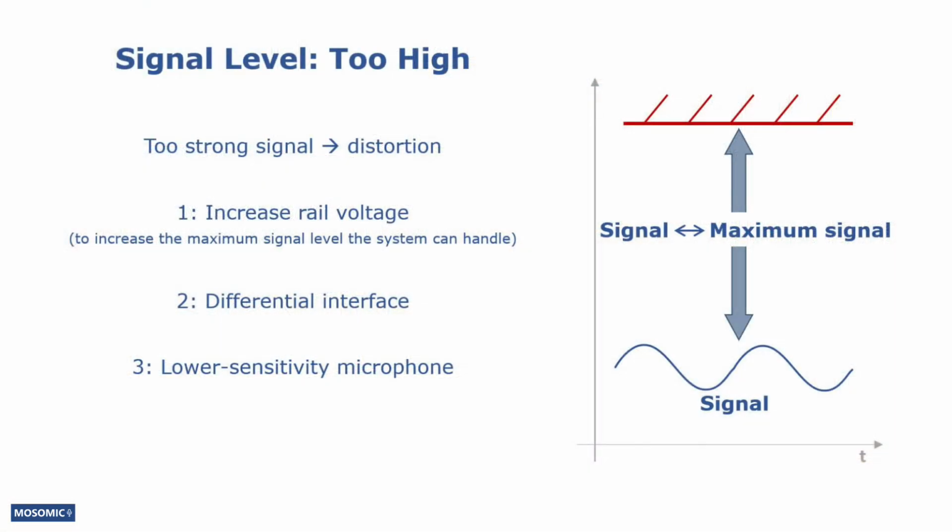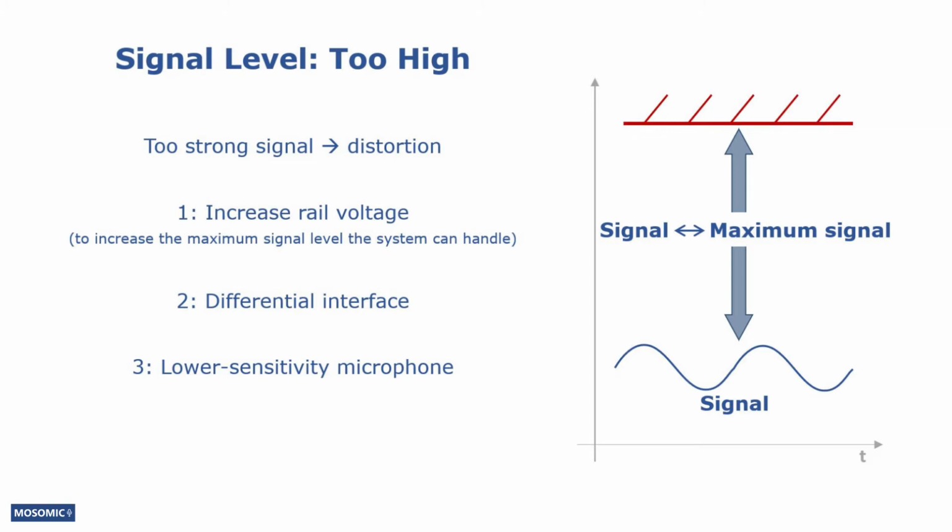If the signal level is too strong as compared to the capabilities of the signal path, then the signal may approach or exceed the maximum level the signal path can handle. This will lead to distortion or clipping of the signal. There are ways to mitigate problems with too strong signals. You can increase the rail voltage of the signal path. You can also switch from a single-ended interface to a differential one. I'll talk more about this in a minute.